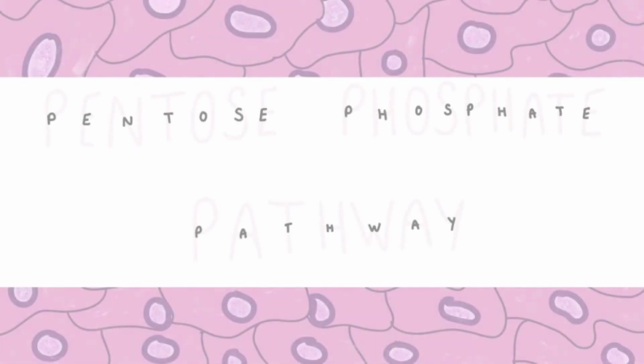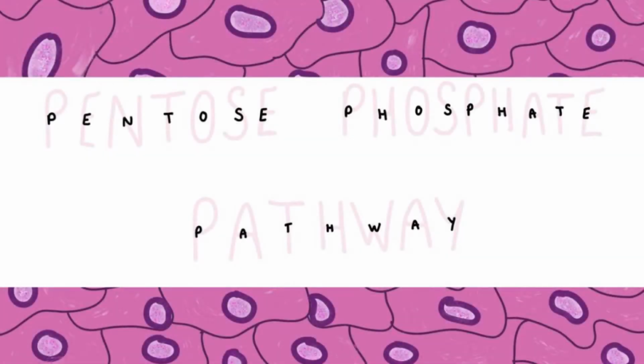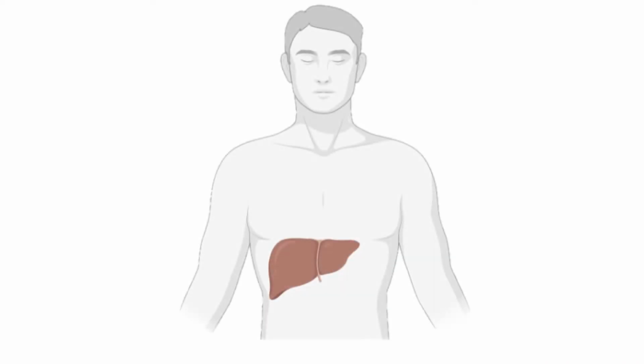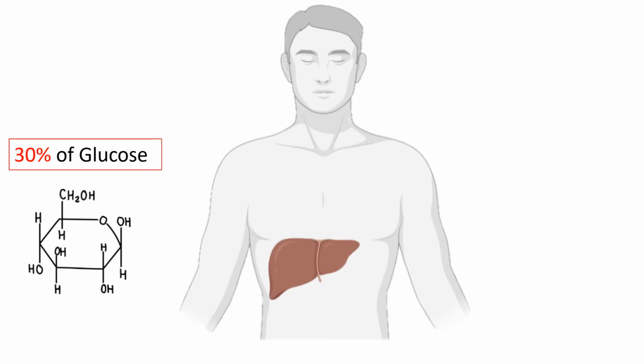Today we'll be detailing the importance and process of the pentose phosphate pathway. The process occurs in all cell types and tissues. It is part of the carbohydrate metabolism, running parallel to glycolysis, and is even responsible for 30% of glucose metabolized in the liver.